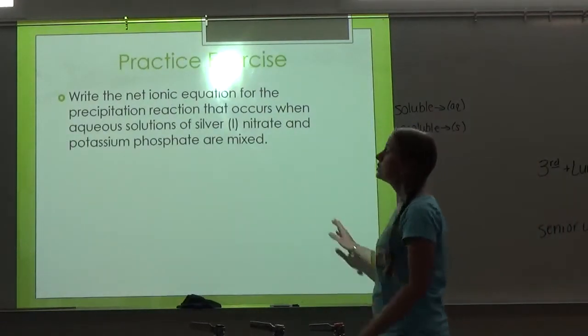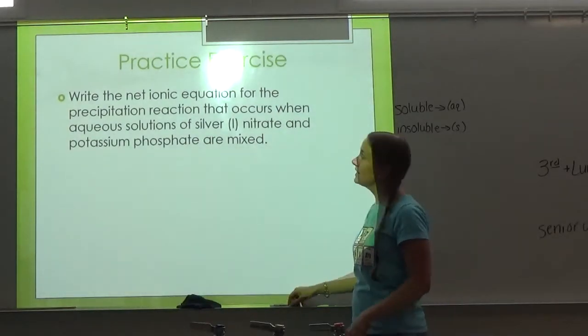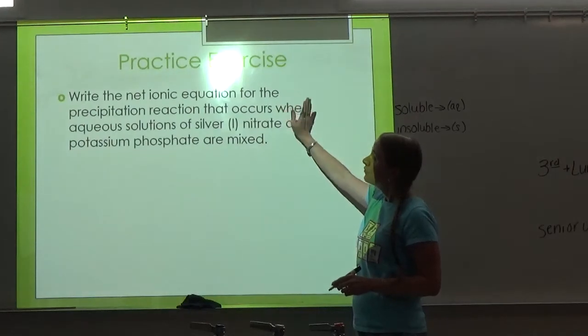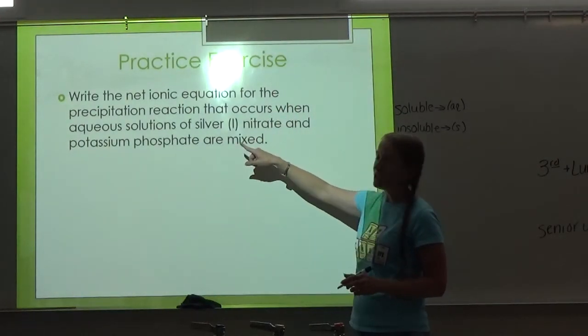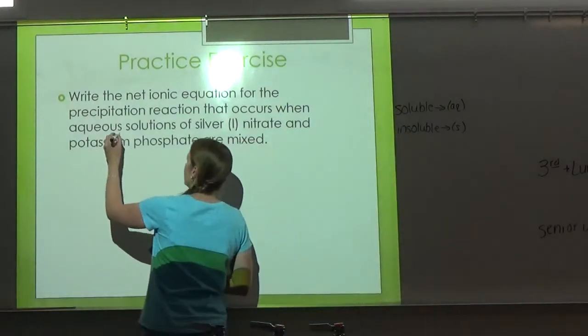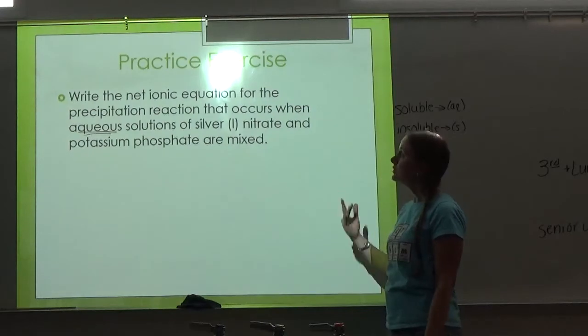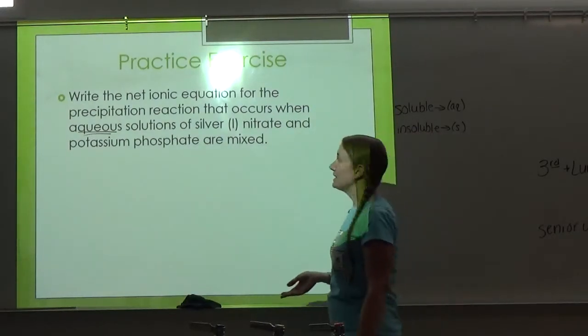Okay, so this one's just like the one I just showed you. So maybe pause the video, try this one, and then check them together. So again, write the net ionic equation for the precipitation reaction that occurs when aqueous solutions... So y'all, this one gave me even more of a hint. It sat there and told me they're aqueous. Aqueous solutions of silver 1 nitrate and potassium phosphate are mixed. All right, so let's start.